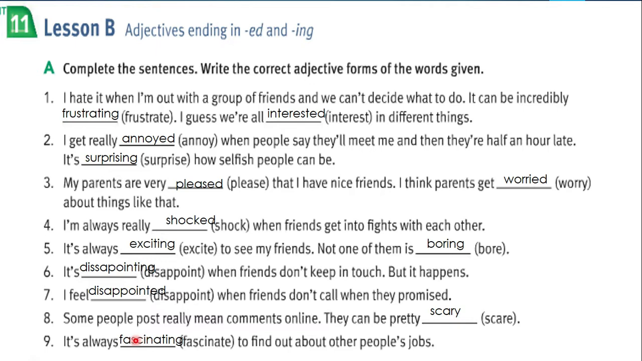It is fascinating, ¿ya? Es decir, es fascinante la situación. ¿Qué situación? El descubrir de qué se trata los trabajos de otras personas. It is fascinating to know about their jobs, about the situation. Okay?